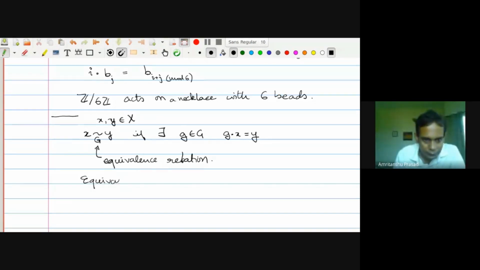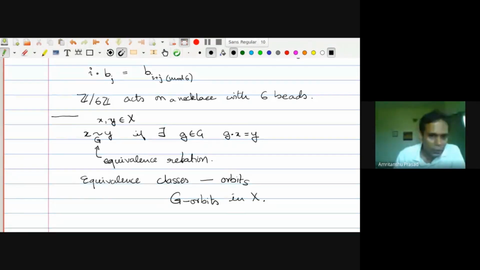The equivalence classes are called orbits. Or you can, if you want to be specific, say G orbits in X. And the set of G orbits I'll write as X, and then a slash and G. So you're making all things that can be moved from one to another under G equivalent.